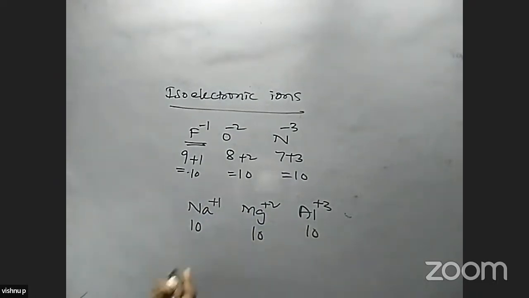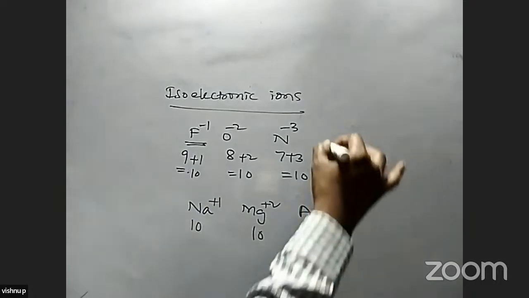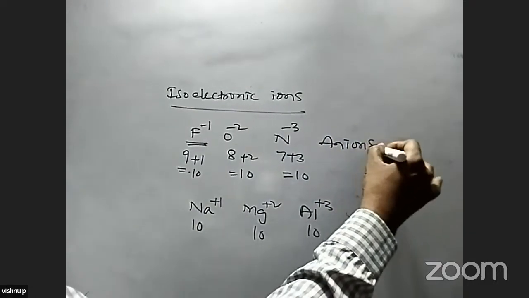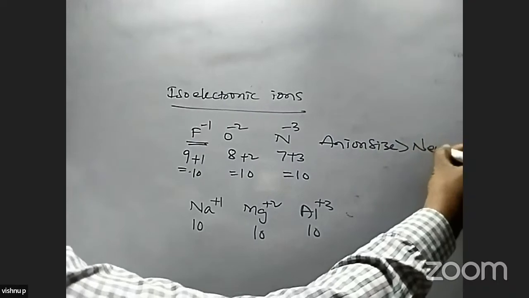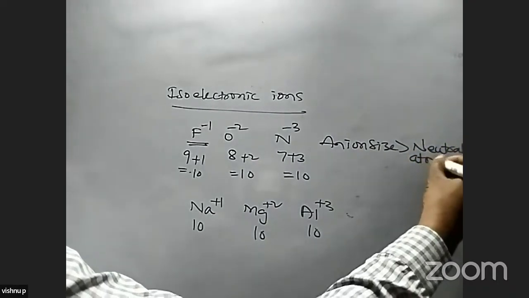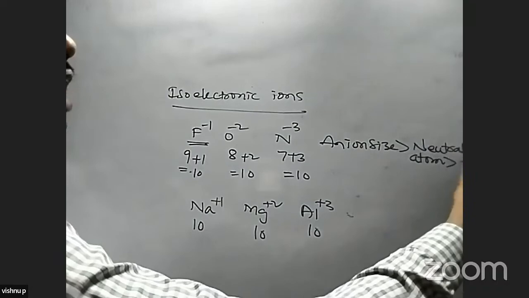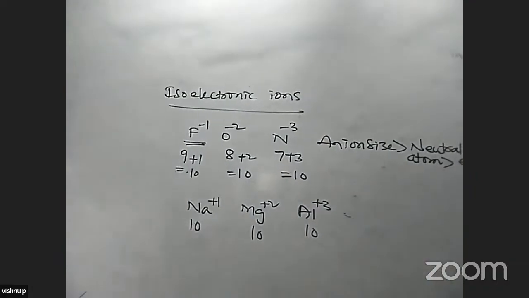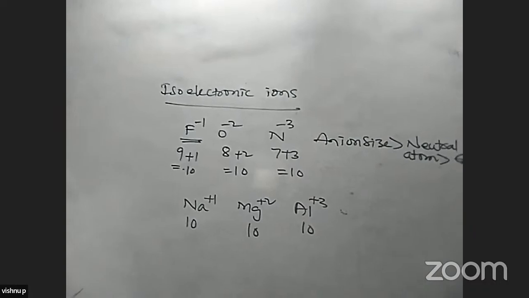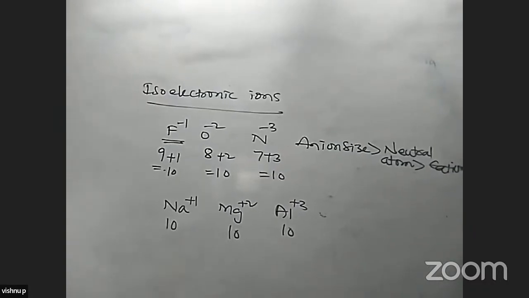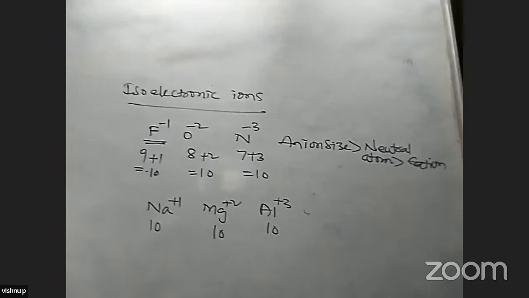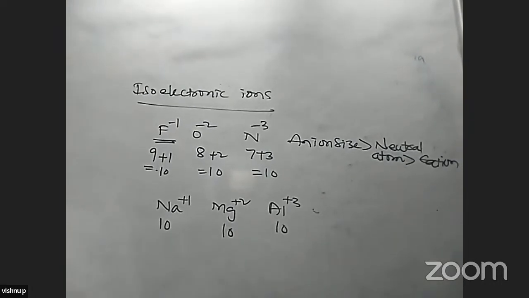The number of electrons is the same. And what is the size of these ions? Generally, anion size is greater than the neutral atom, and in isoelectronic ions, it is greater than the cation, the positive ion. When electrons increase, size increases. When electrons decrease, nuclear charge increases, so size always decreases. So these are the different concepts in atomic structure.